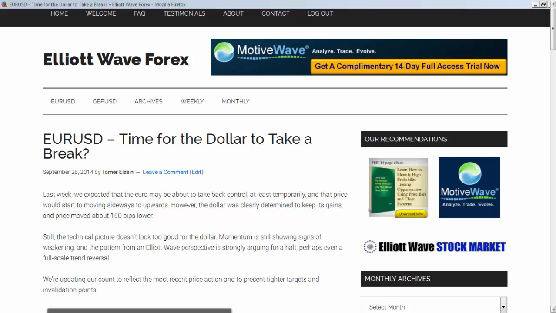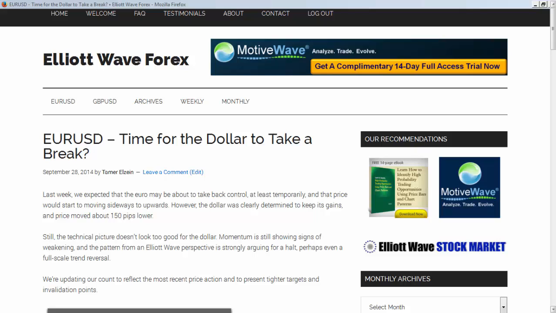Last week we expected that the euro may be about to take back control, at least temporarily, and that price would start moving sideways to upwards. However, the dollar was clearly determined to keep its gains and price moved about 150 pips lower.